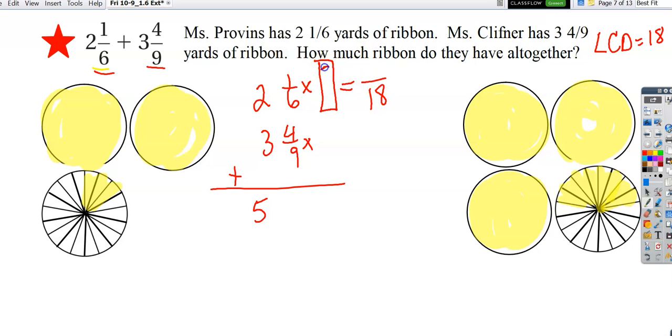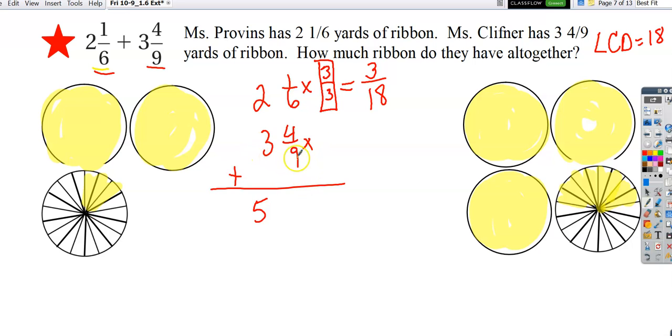Because here's what I want you to see. I'm trying to get 18 as a denominator, and when I multiply fractions, I multiply the denominators, and I multiply the numerators separately. 6 times 3 is 18, 1 times 3 is 3. Hey, that matches what we got down here for our fractional part. So this 1/6 is the same thing as 3/18.